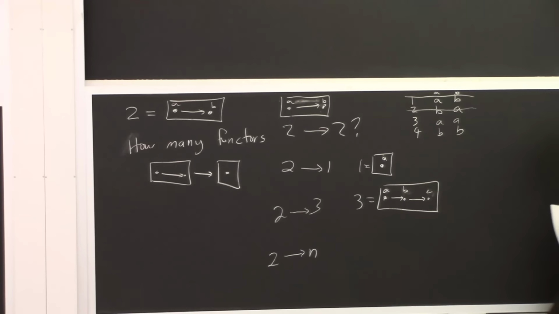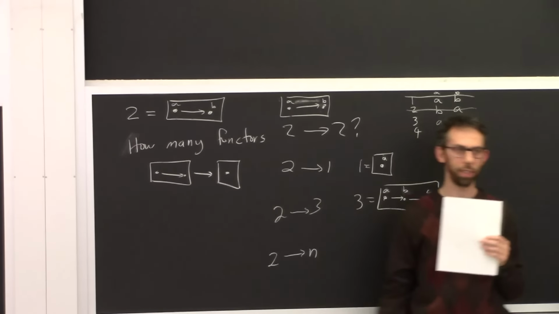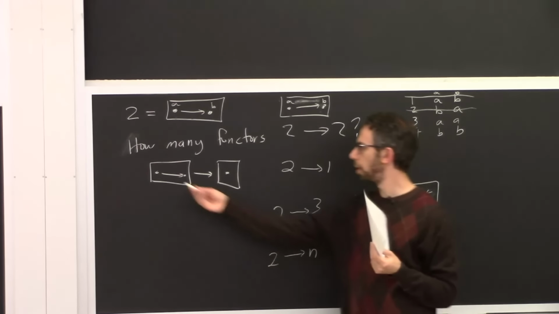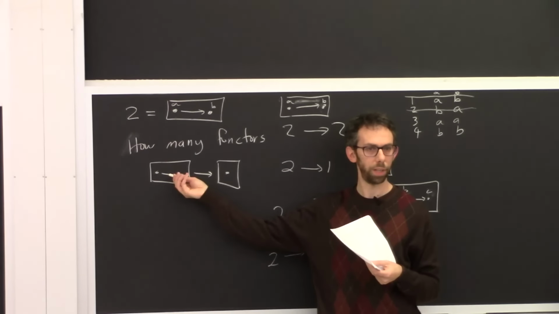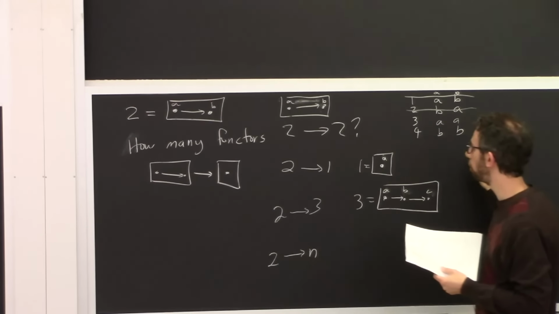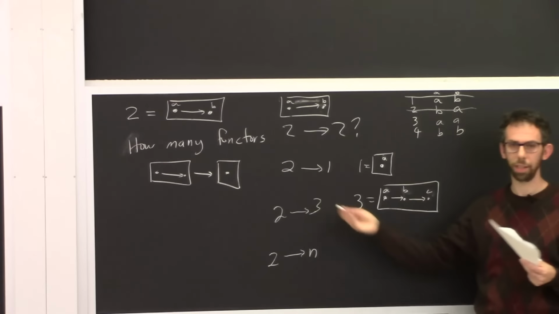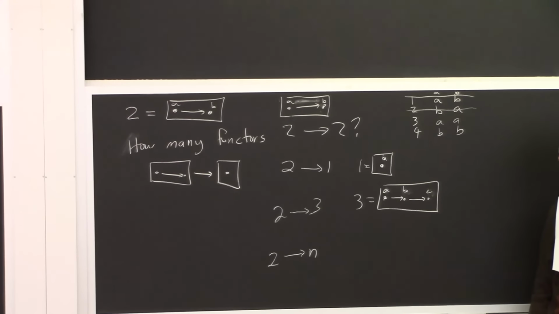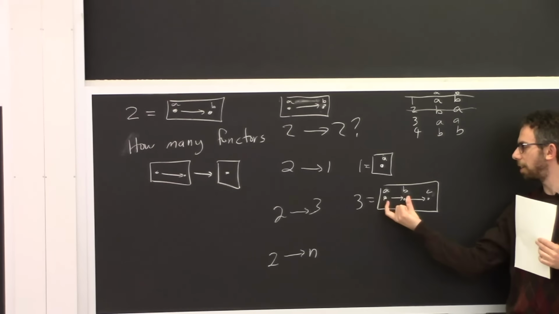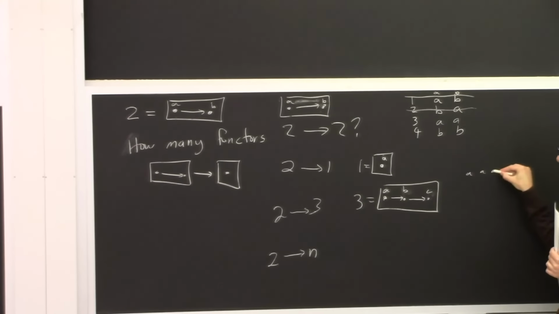How many functors are there from this category to this category? 1. You say where the objects go. Where do you send this arrow? You need to send it somewhere. You send it to the identity. OK, so there's one of these. How many of these are there? How many functors from 2 to 3? Yeah. You can send everyone to A. You could do A, B, A, B, B. Am I doing a weird order? Why did I do it that way?